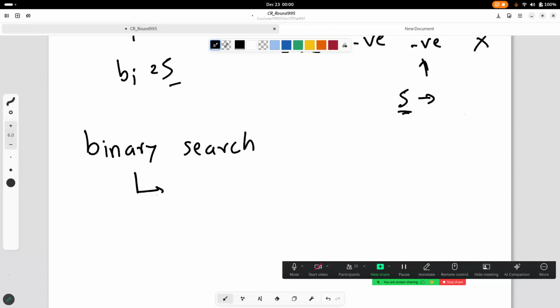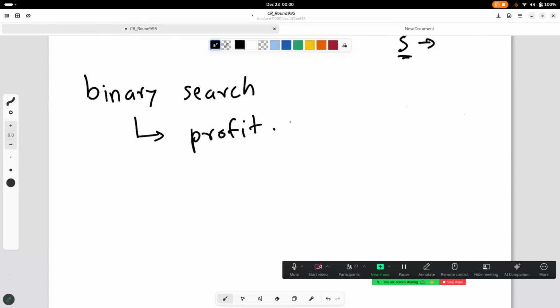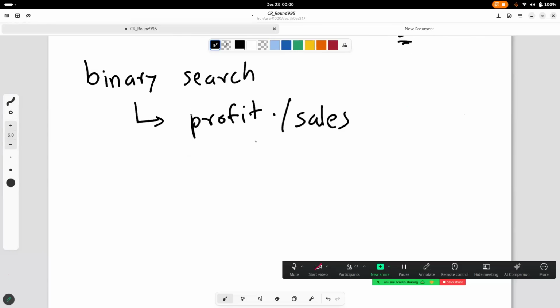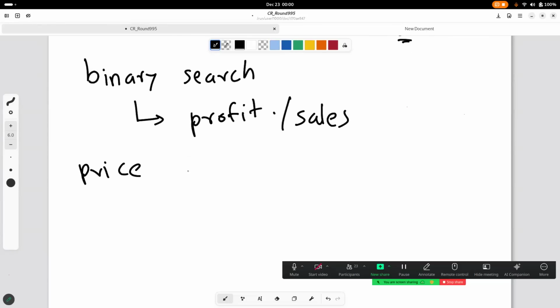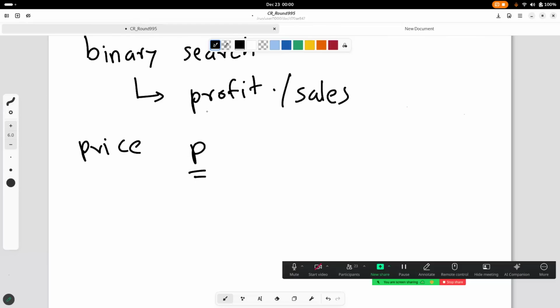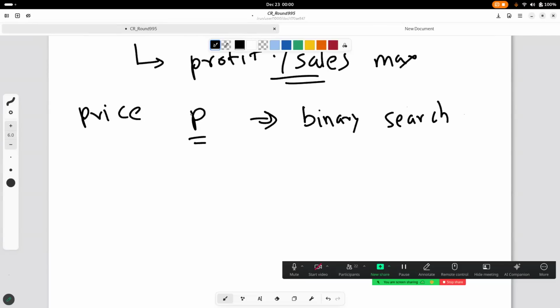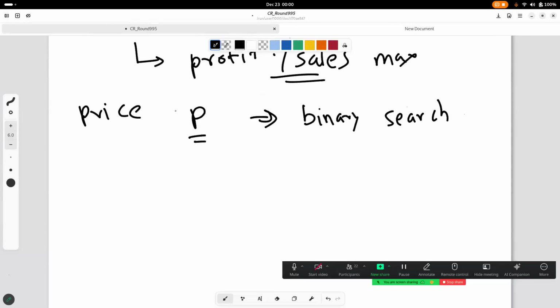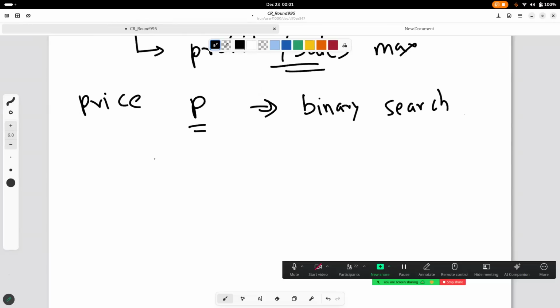The most obvious candidate for binary search would be the profit, the sales that you're making. Let's just say your price is P. No, sorry, you would want to maximize your sales, and you would binary search on P. Let's just say that your price is P.